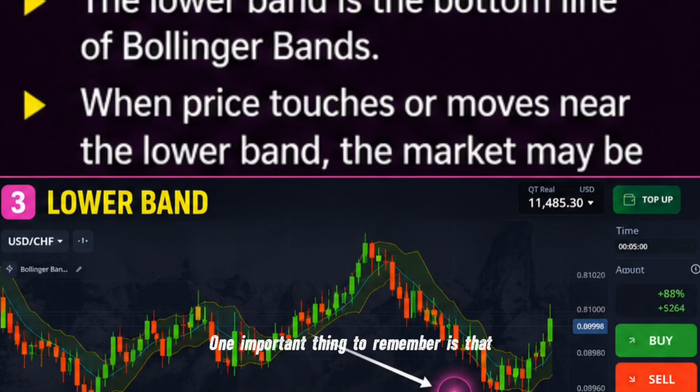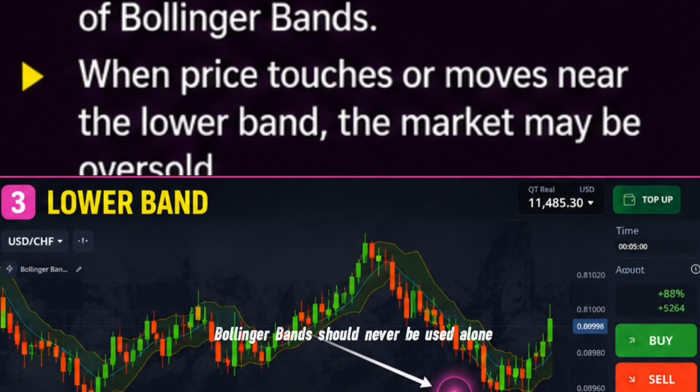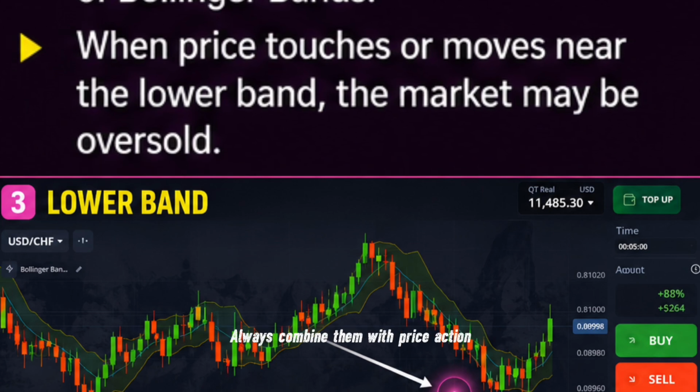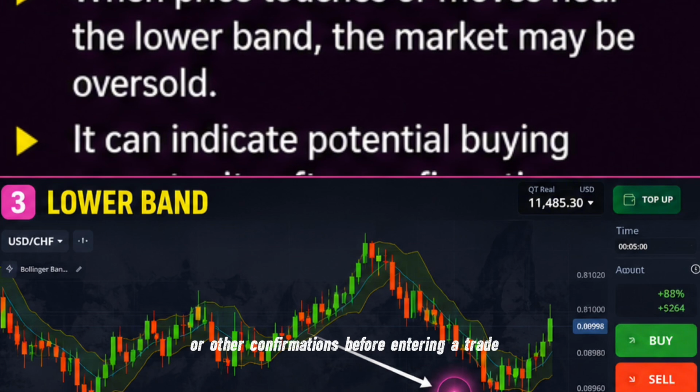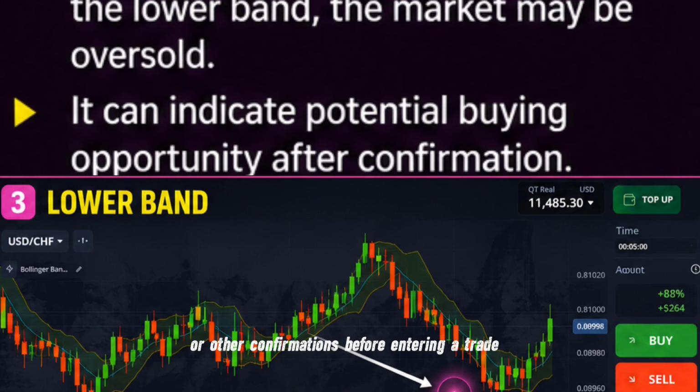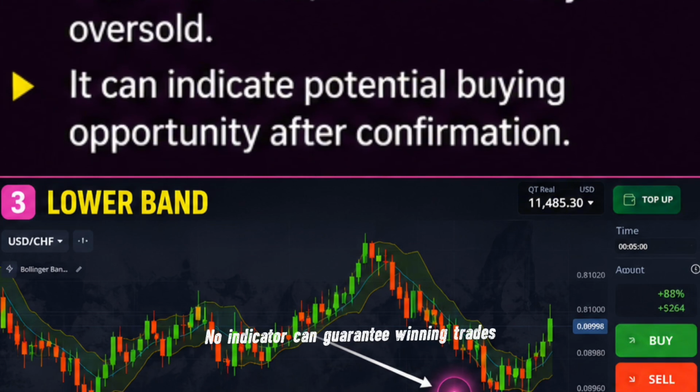One important thing to remember is that Bollinger Bands should never be used alone. Always combine them with price action, support and resistance, trend analysis, or other confirmations before entering a trade. No indicator can guarantee winning trades.